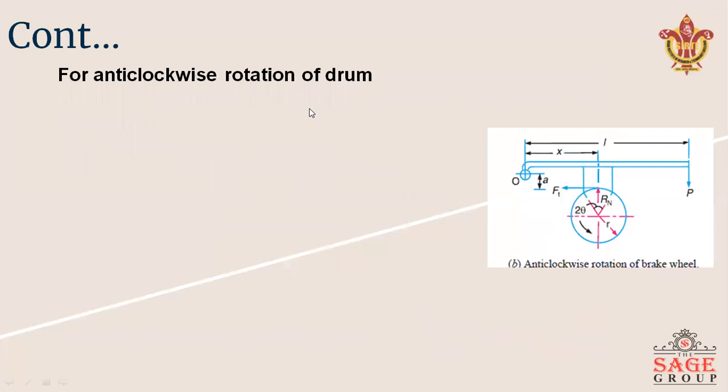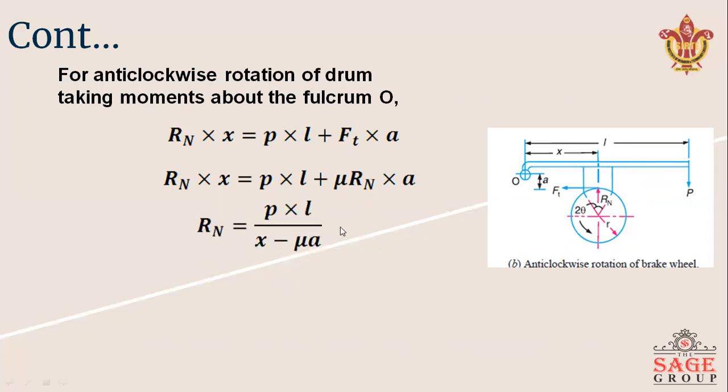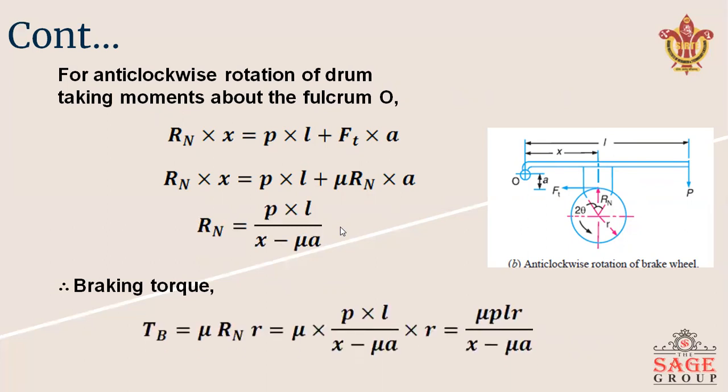Second, for anti-clockwise rotation of the drum, only the direction of Ft changes. Now taking moment about fulcrum O, we have the equation for Rn. These are the equations by taking the moment: Rn into perpendicular distance, P into perpendicular distance, Ft into perpendicular distance, along with the direction. So now we will have the value of the braking torque.